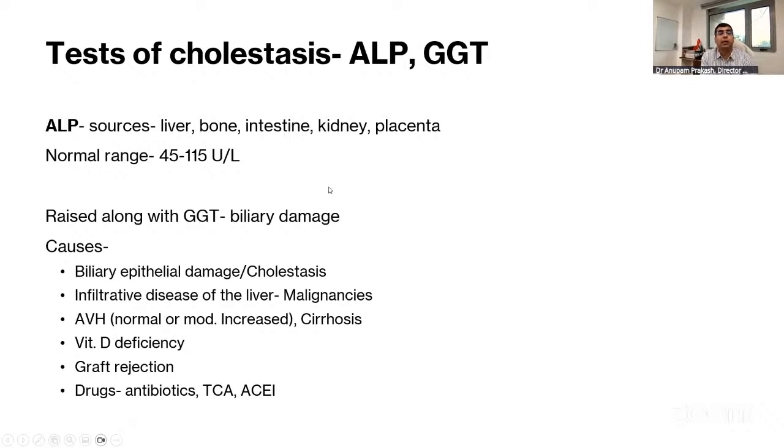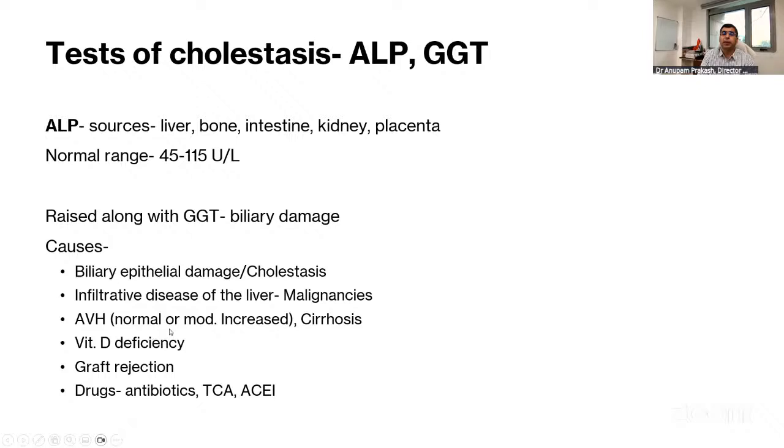Now, alkaline phosphatase as well as GGT, in our clinical practice we consider them as cholestatic markers or biliary damage markers because they are secreted from the epithelium of the biliary tract. So, yes, the causes we have mentioned: cholestatic jaundice, infiltrative disease of the liver like malignancies. So, this could be primary malignancies which are causing obstruction, or it could be a metastatic infiltration of the liver.